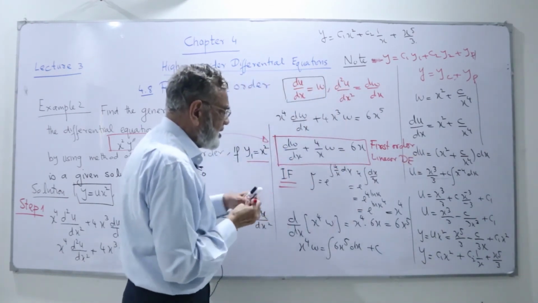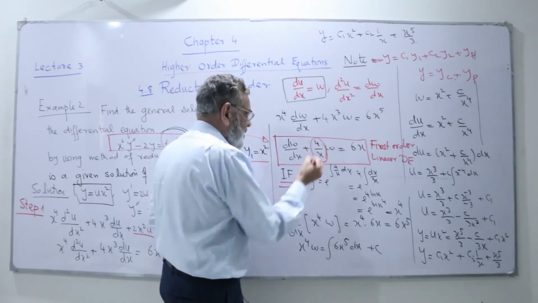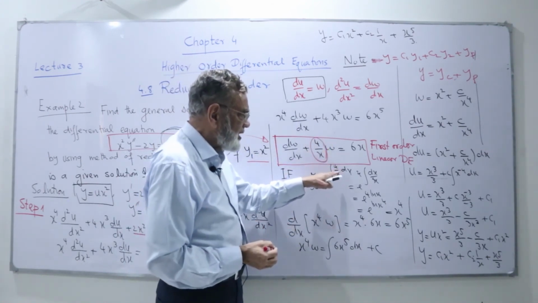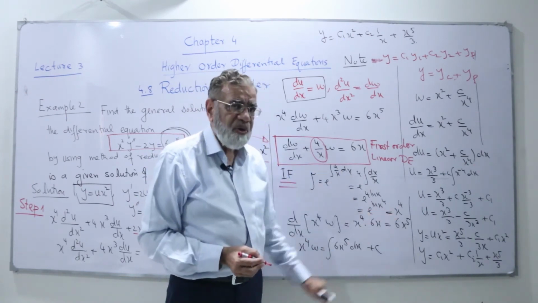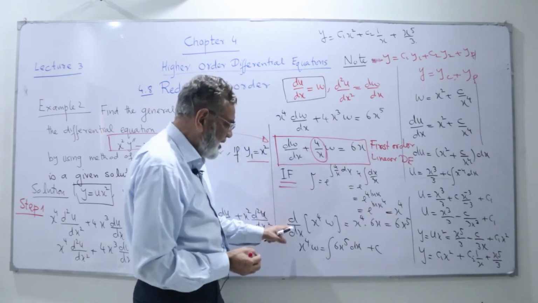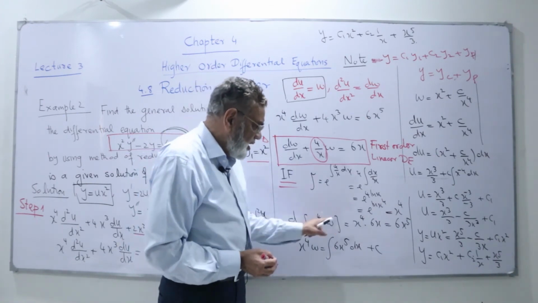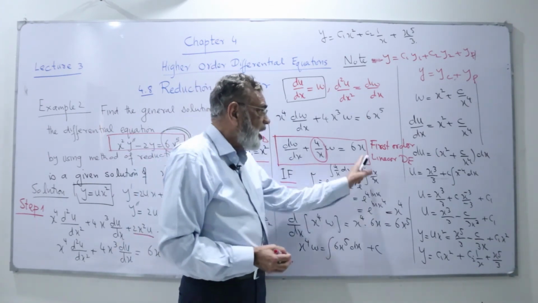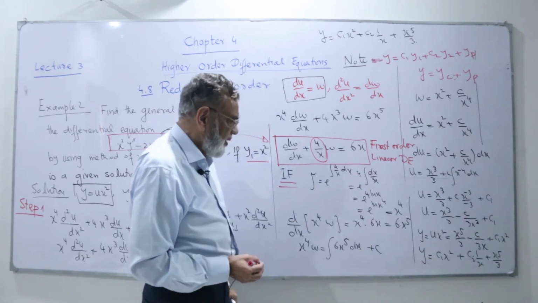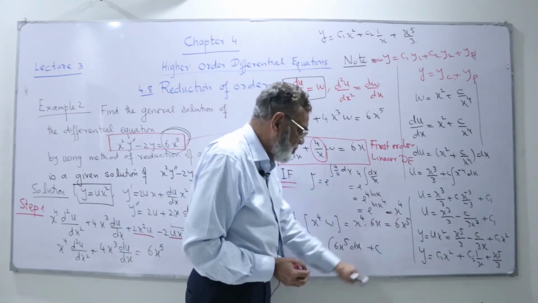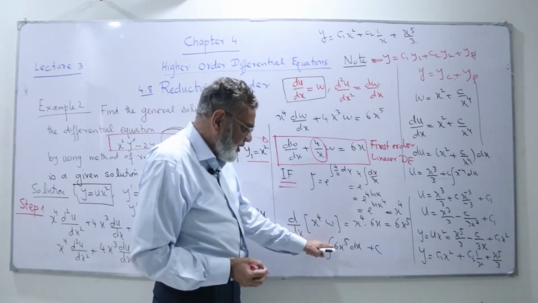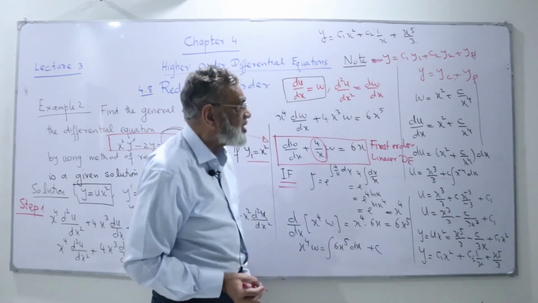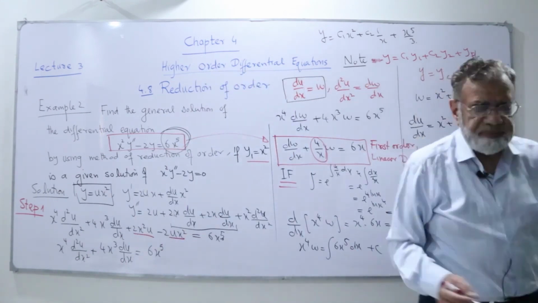Our integrating factor, this is my p of x. So e to the power integral of p of x dx. We integrate it. We get our integrating factor equal to x to the power 4. We write the solution: d by dx of the integrating factor into w is the integrating factor into r of x. Here r of x is 6x. We multiply, we get 6x to the power 5. We integrate both sides, we get x to the power 4 w is equal to the integral of 6x to the power 5 dx plus c.